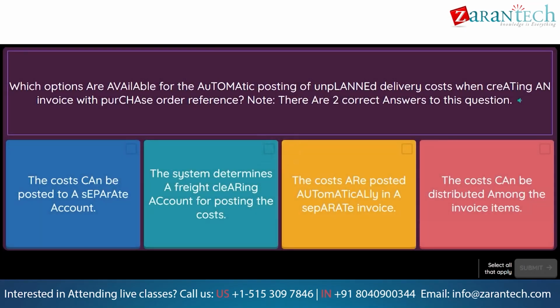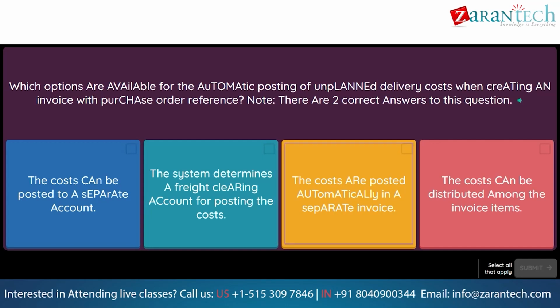Question: which options are available for the automatic posting of unplanned delivery costs when creating an invoice with purchase order reference? Note, there are 2 correct answers to this question. Option 1: the costs can be posted to a separate account. Option 2: the system determines a freight clearing account for posting the costs. Option 3: the costs are posted automatically in a separate invoice. Option 4: the costs can be distributed among the invoice items.